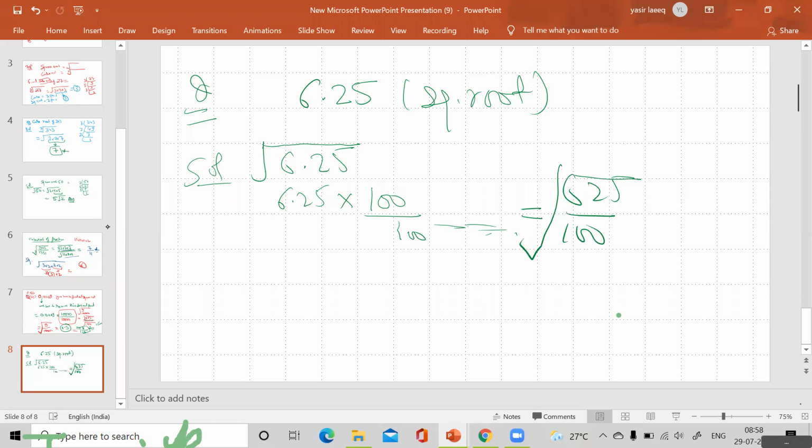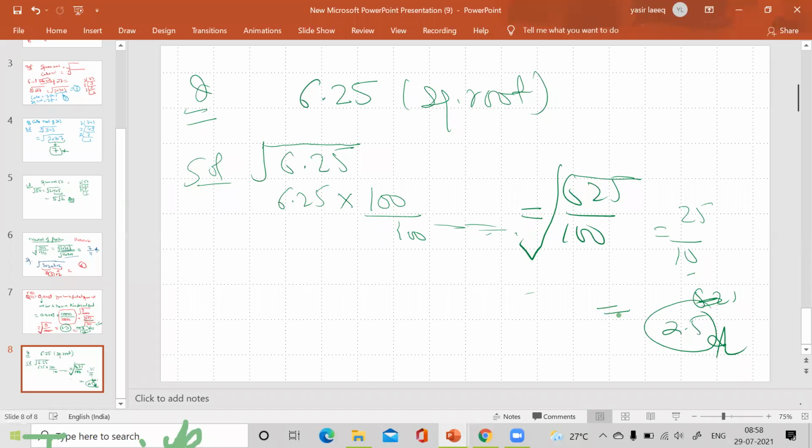Then you will see that 625 has a square root of 25, and 100 has a square root of 10. So your answer will be 25 upon 10. This is also an answer, but when you simplify it, you will find it is 2.5. Is it clear now? Yes, sir, 2.5 in decimal. Yes, sir, it's clear.